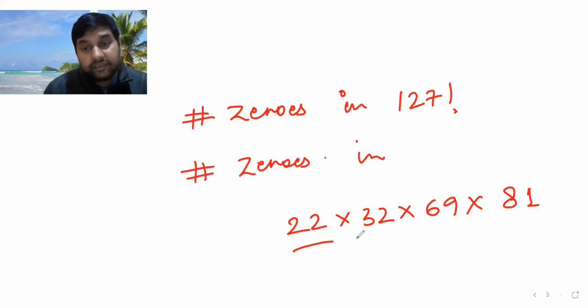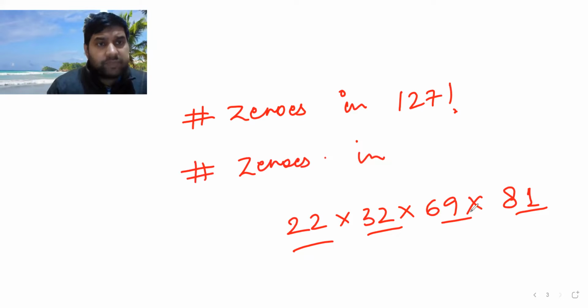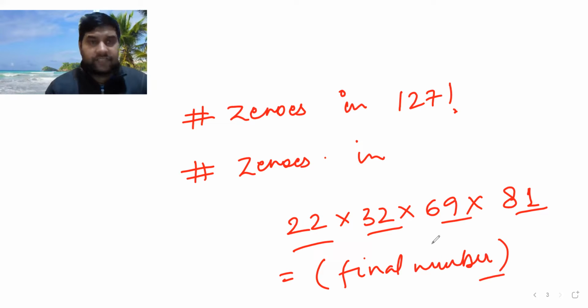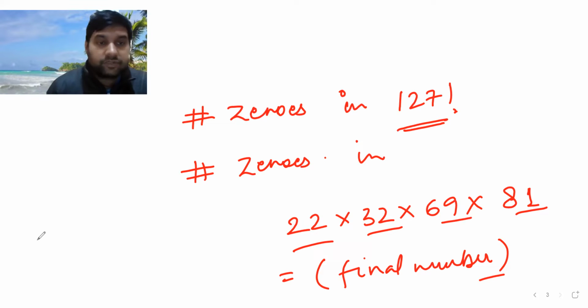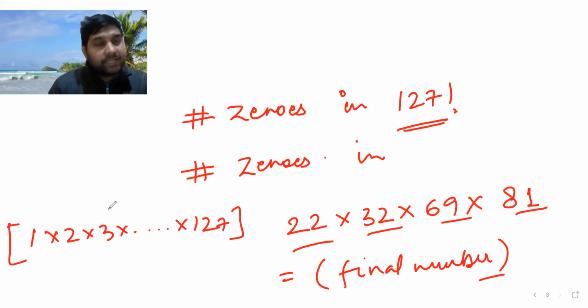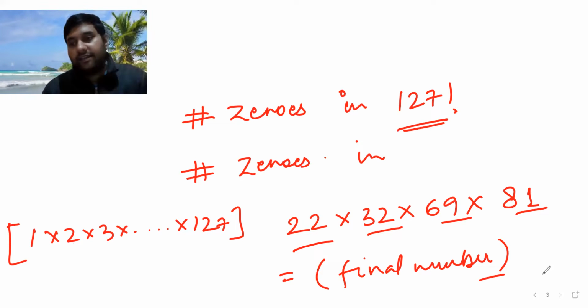So eventually in these things, the normal method will be that you will find out the value. Here you will multiply everything, you will get the final number, and then you will count how many zeros are there, correct? That's the normal way of thinking. But will you be able to find out the number when it is given as a factorial of 127? Do you think you will be able to multiply 1 into 2 into 3 going up to 127? I don't think so. And therefore, this question is asked.